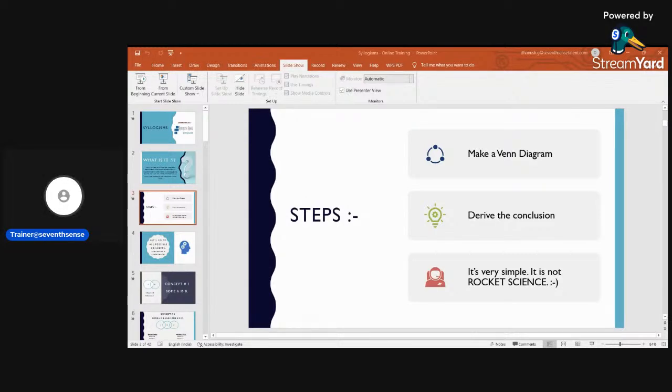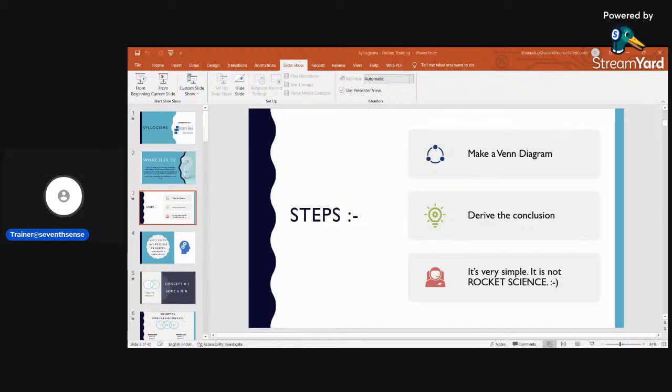So let's try to derive conclusions. As I already told you, only two conclusions are possible between A and B: some A is B and some B is A. Between the B circle and the C circle, again only two possibilities: some B is C and some C is B. If we take the two circles A and C, we can't derive any conclusions because these circles are not connected. They may be connected through B, but there is no direct connection between A and C, so we can't derive any conclusion.